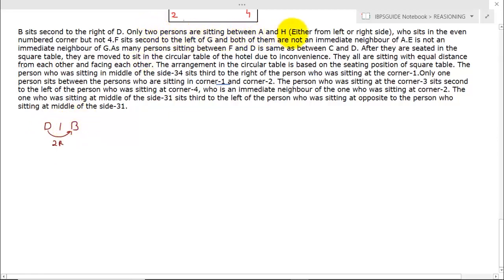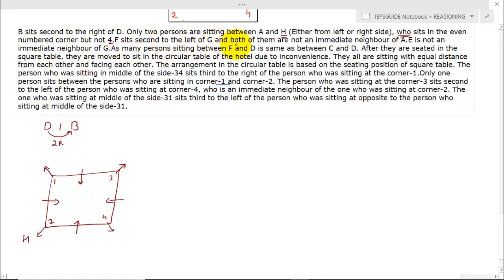B is second to the right of D. Only 2 persons are sitting between A and H, either from the left side or the right-hand side. H sits in an even-numbered corner but not fourth, so only one corner is left, that is corner 2. So do one thing, my dear friends: draw a simple square-based arrangement. In the square, do not forget to mark 1, 2, 3 and 4. The corner ones face outside, and the middle ones face inside. Now the only position for H is corner 2, because 4 is also an even number, but it is clearly mentioned that it is not 4.